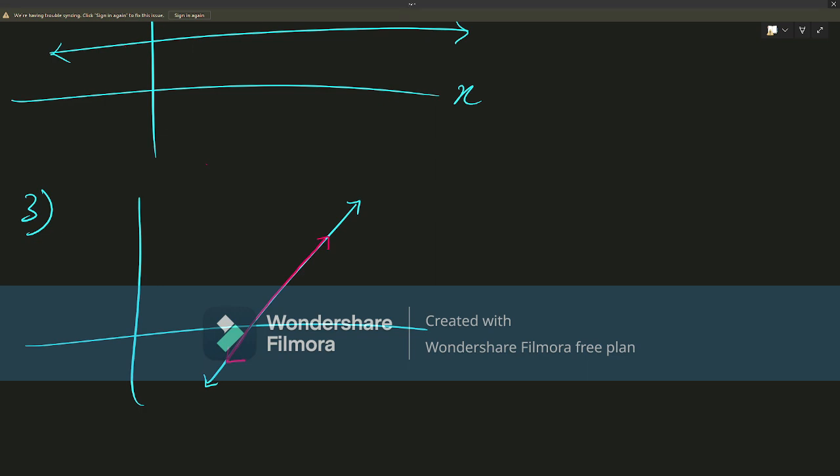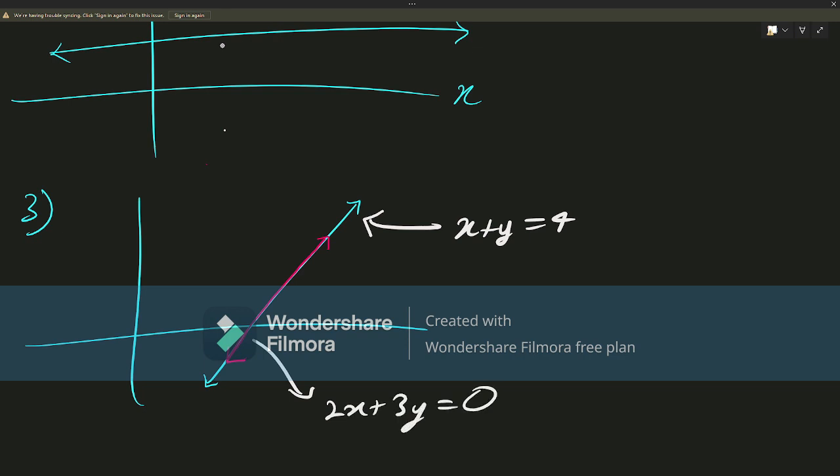So there are two lines now, right? One is this one. This you get by some xyz equation. Let's take for example x plus y is equal to 4, and this red line you get by 2x plus 3y equal to 0. Now these are just examples I'm telling you. They actually don't meet like that. These are for just explanation purposes.